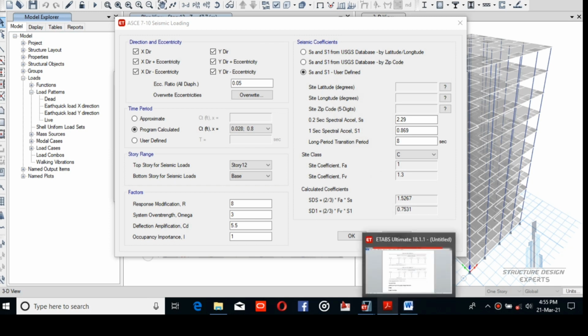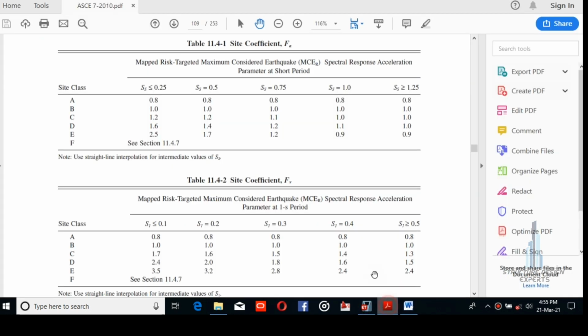Today our topic is how to collect data from ACE 17. So this is the table 11.4-1, site coefficient Fa. It is the site class, which is C here in our area. You can select according to your area's local zone. So it is equal to or more than 1.2. It means that up to 2 seconds or more than 2 seconds, x is 1.